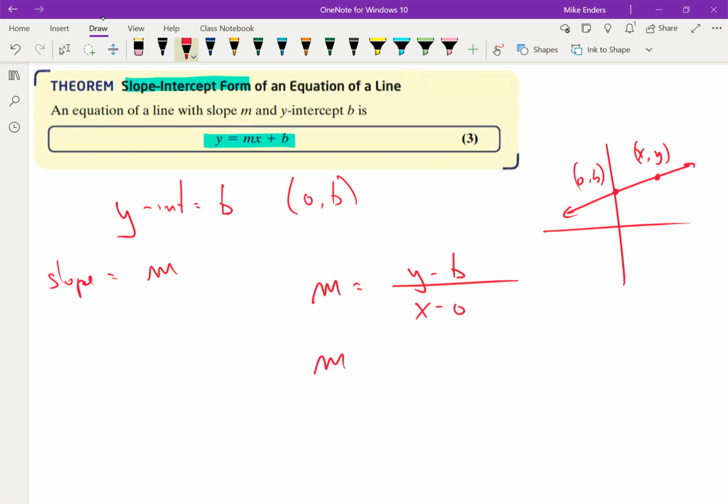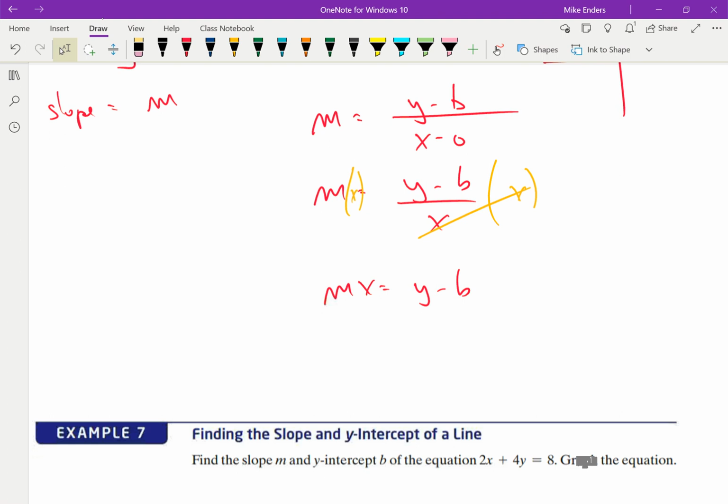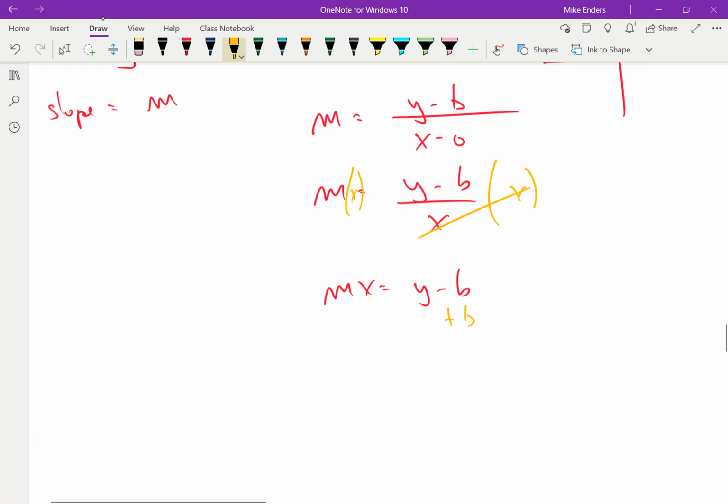So then if I start to simplify this, I get m equals y minus b over x, because x minus 0 is x. And then if I want to get rid of my denominator, multiply both sides by x. That means my x's cancel over there on the right. So I have mx equals y minus b. And if you remember solving algebraic equations, if I want to move something to the opposite side, I go to the opposite operation. So I currently have a minus b. To get rid of the minus b, I'm going to add b to both sides.